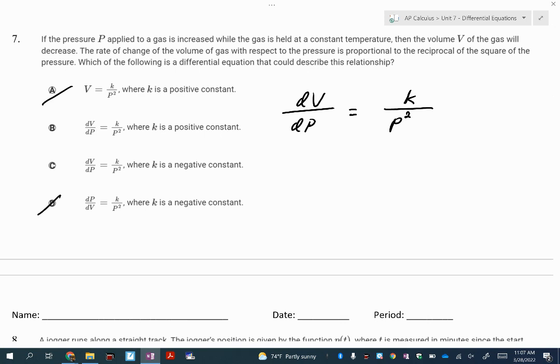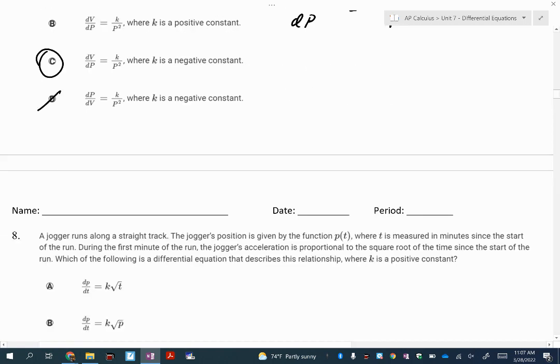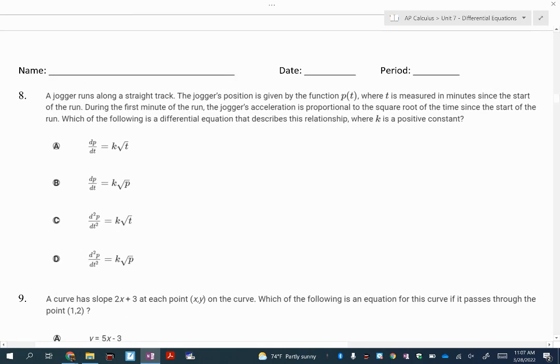But then it's saying where K is a positive constant or where K is a negative constant. And really it comes down to that first sentence, where it says if the pressure P applied to a gas is increased while the gas is held at a constant temperature, then the volume of the gas will decrease. So as one goes up, the other goes down. So K, as I said, because that's an inverse relationship, K needs to be a negative constant there. So 7 is C.